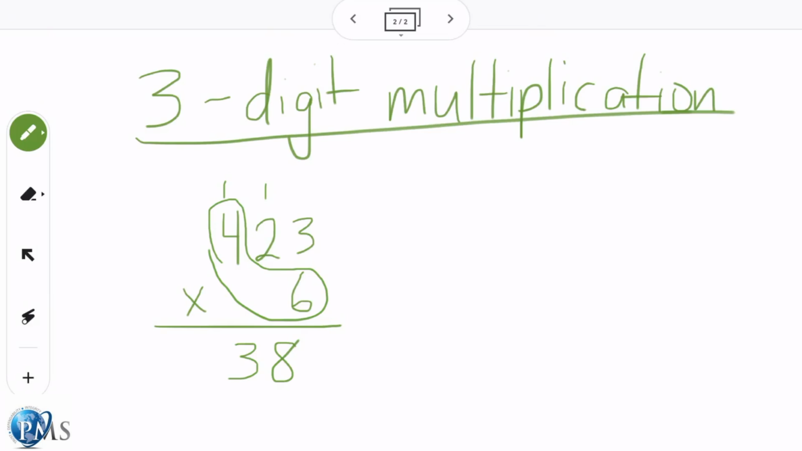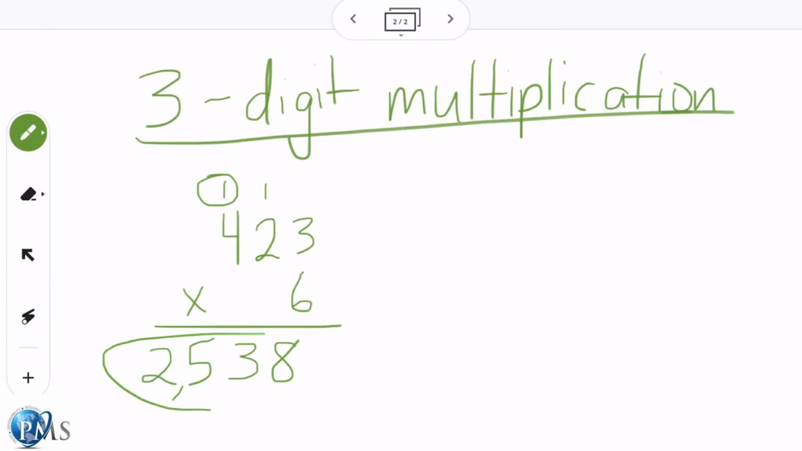4 times 6 equals 24, and then just like before, we add this 1 to 24, and we get 25. Because that was our last step of multiplication, we could write 25 down here, and it looks like our answer for 423 times 6 is 2,538. Let's try another example.